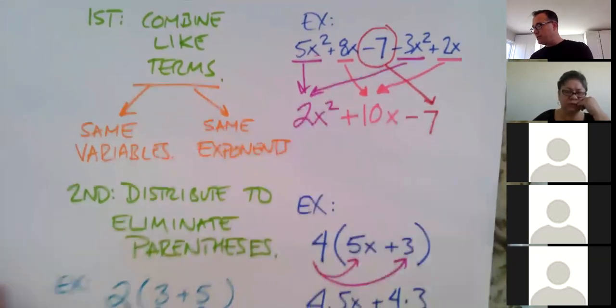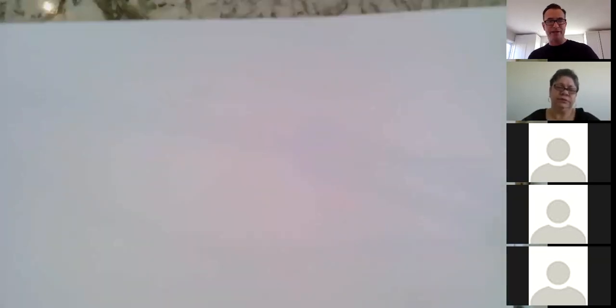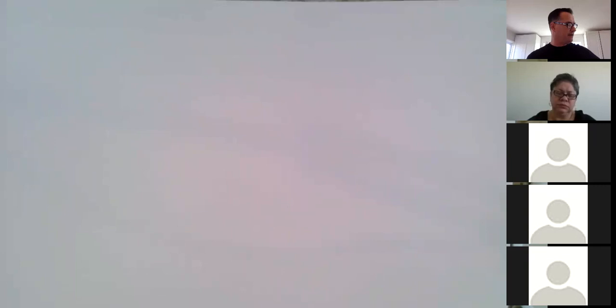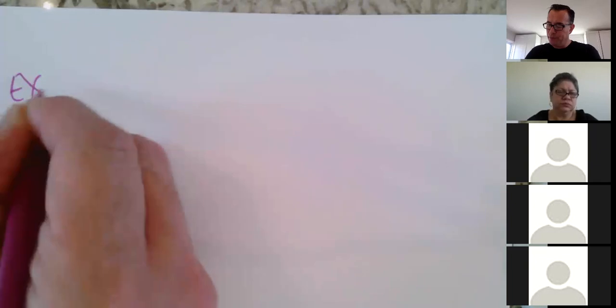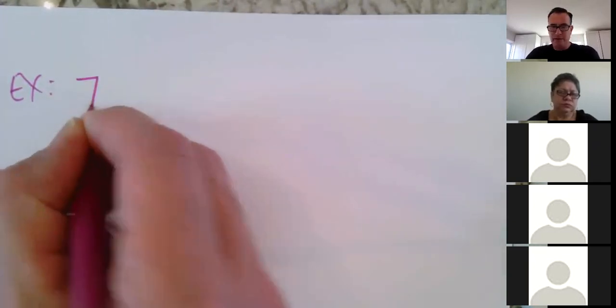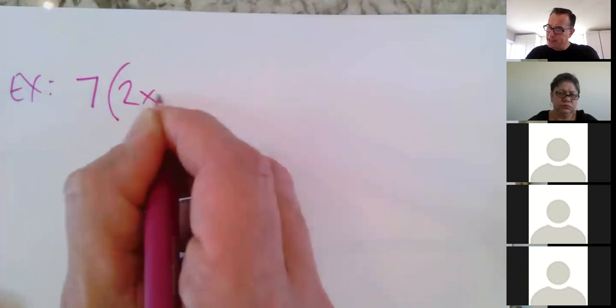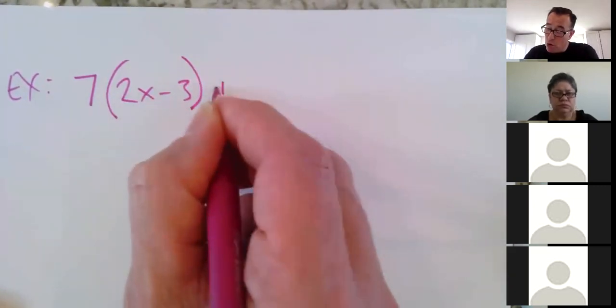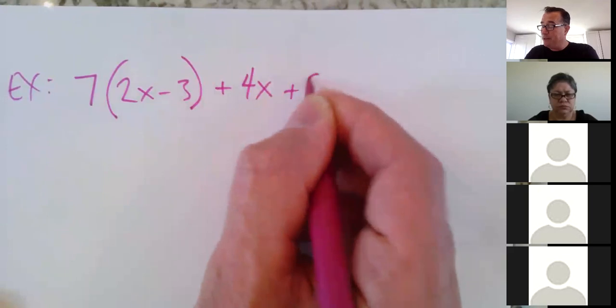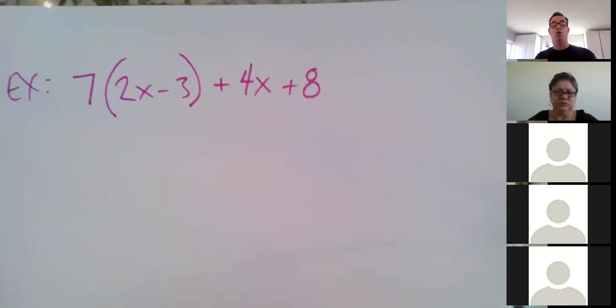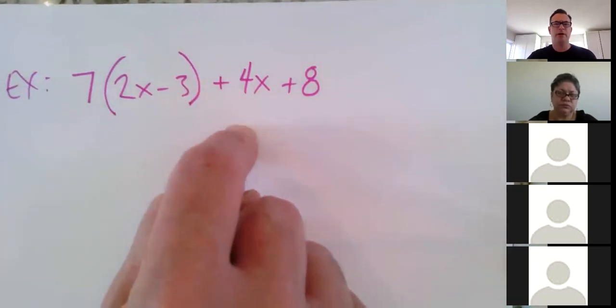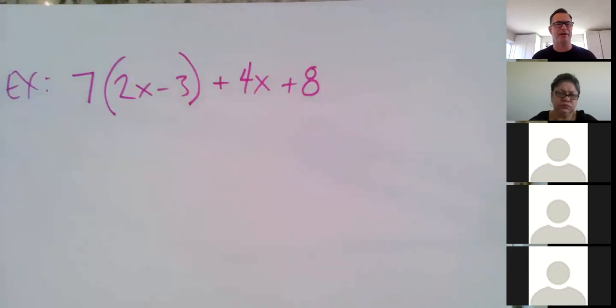So let me give you another example for a second. I'm going to rewrite this, and I think this example I'm going to give, I'm going to combine two things. Here, I'll do example: 7, and then parentheses, 2x minus 3, and then I'm going to add more out here, plus 4x plus 8. So when we look at this, what makes this different than what we did before? What looks different about this one?